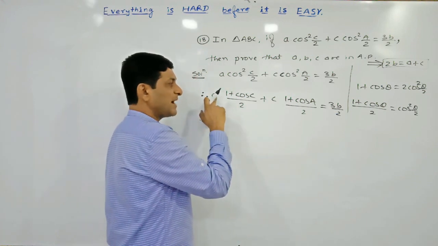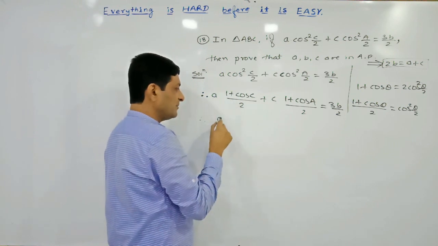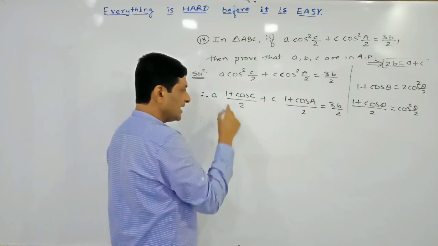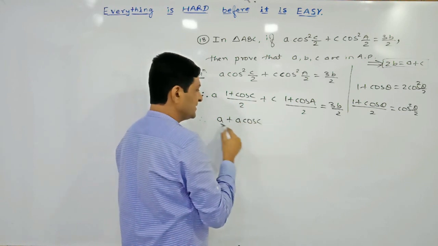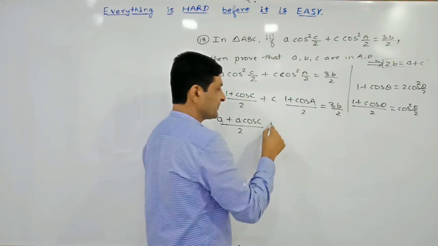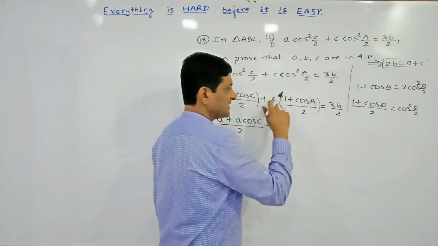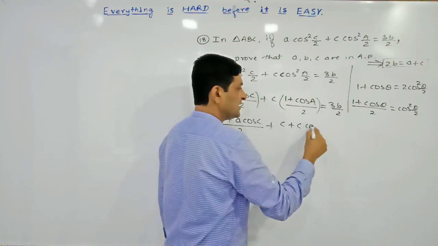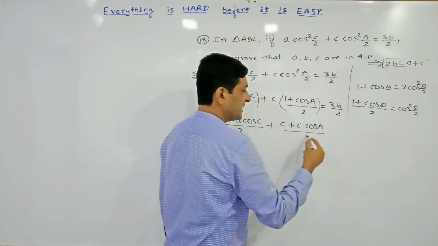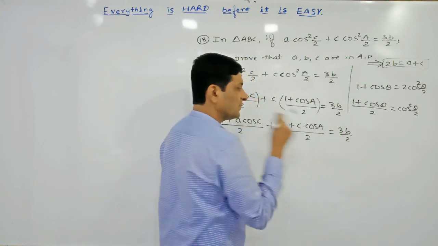Now I am multiplying by a to both the terms here. So a into 1 will be equal to a, and a into cos c will be a cos c. In the denominator 2, keep it as it is. Now I am multiplying by c to both the terms. So c into 1 will be equal to c, c into cos a will be equal to c cos a. In the denominator 2, keep it as it is. On this side 3b upon 2 also as it is.